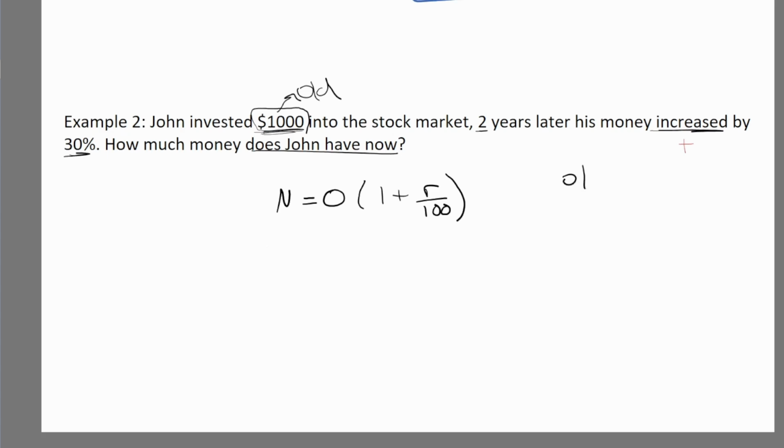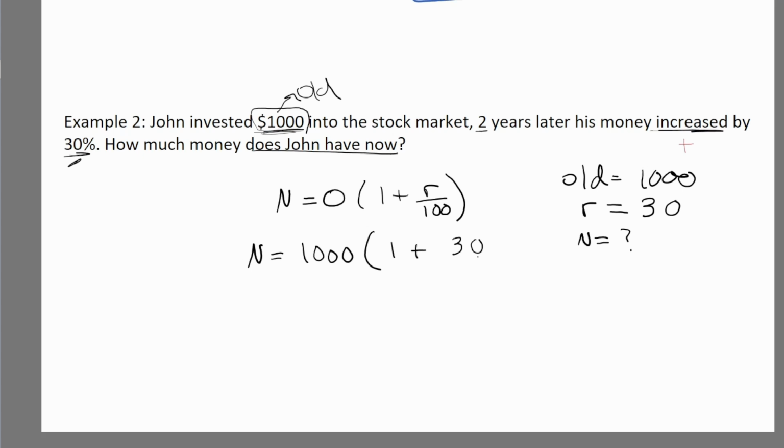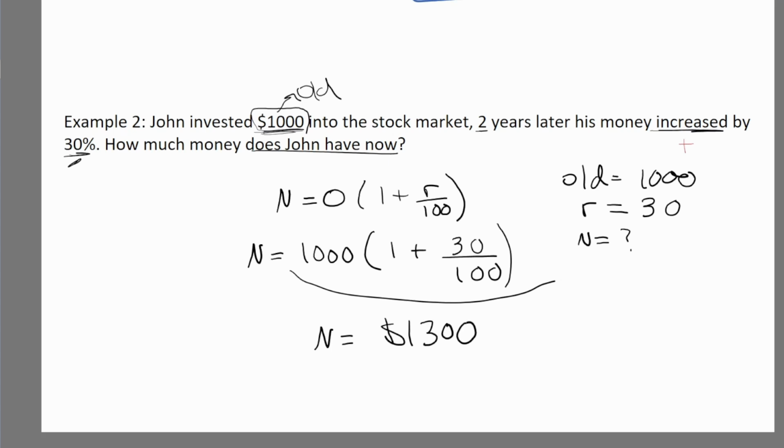So now we're going to plug in. We know the old is equal to $1,000. R is 30. And the new is unknown. This is what we want to find. So now we're going to say new is equal to 1,000 multiplied by 1 plus 30 over 100. Okay? Now again, you simply plug the whole thing into your calculator and you'll get the answer as $1,300. This is how much money John has now.